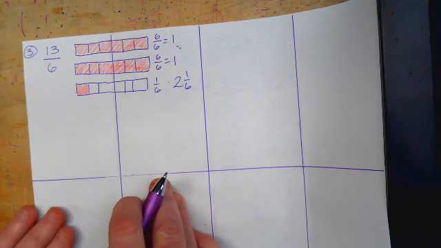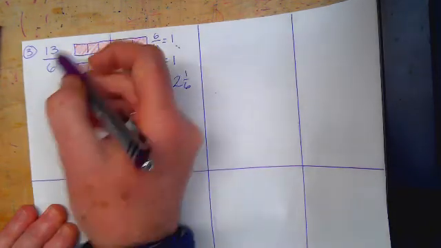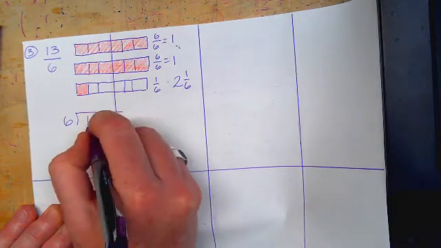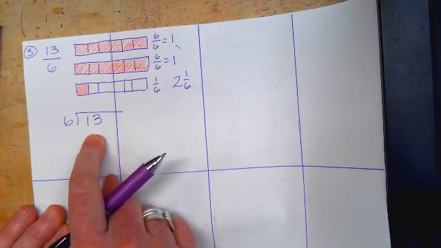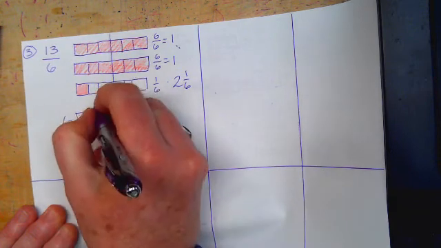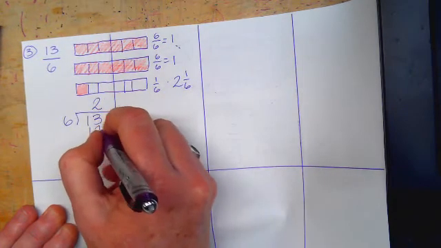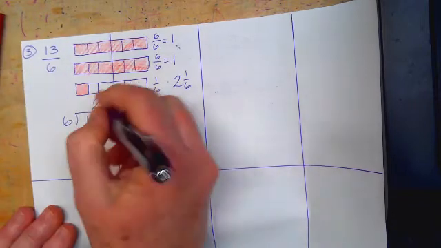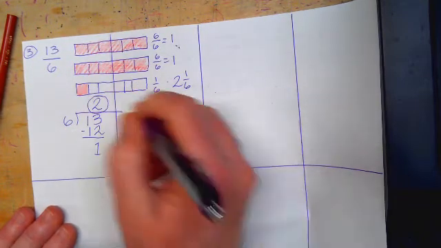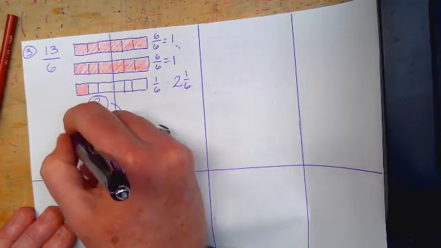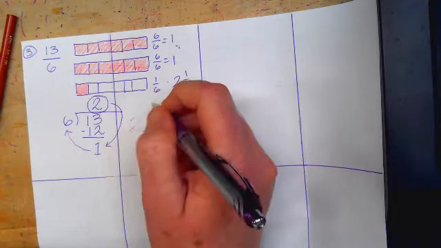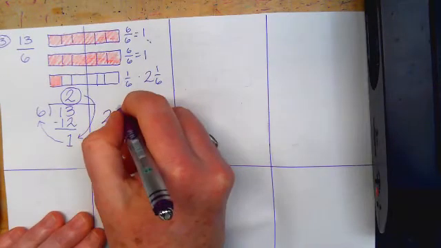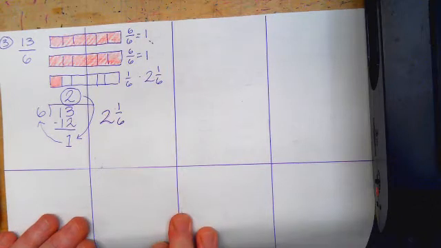Now another way to do this is to use the algorithm and to say this is the same as 13 divided by 6. So I'm going to divide 13 by 6. 6 will go into 13 twice. 6 times 2 is 12. I subtract and I get remainder 1. So this right here is my whole number 2 and 1/6. So I get 2 and 1/6, right?